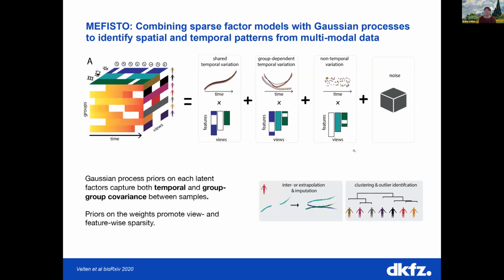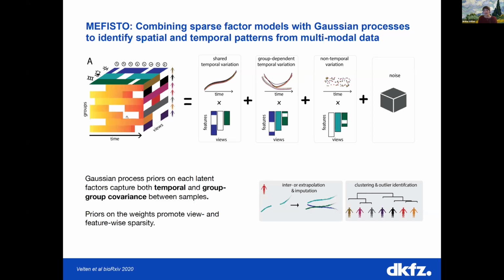And for this purpose, we've extended the sparse factor framework I showed you previously with a Gaussian process prior in the latent space to better identify spatial or temporal patterns from such multimodal data. So the input data is similar as previously in the MOFA framework. We have these different omic layers measured on a set of individuals, which are groups of samples, but in each of these groups, we now have a temporally resolved or spatially resolved trajectory along which we take samples.